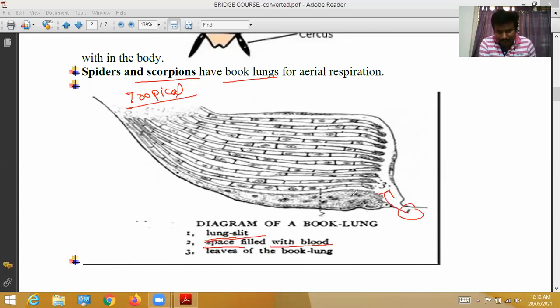Next, space filled with blood. This entire space is filled with blood. These are book-shaped lungs. These are all entirely filled with lungs. Like this way, we can't draw them in a straight line. So like this way, the entire space is filled with lungs. This entire space is filled with lungs.